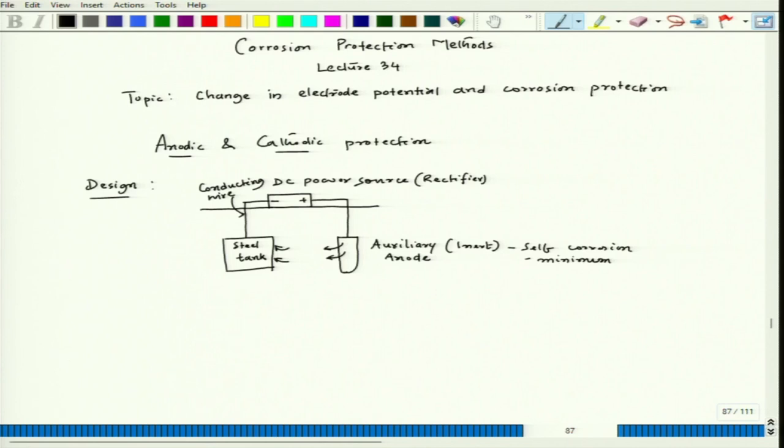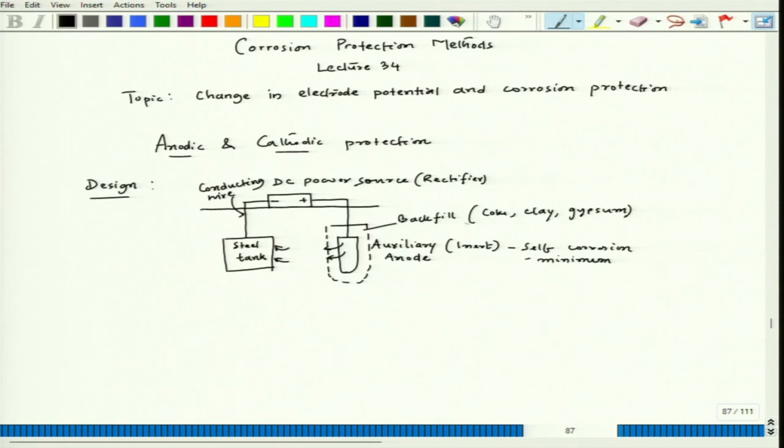Now, this auxiliary anode is always contained in a backfill. So, this is a backfill. It is a porous bag. So, this is backfill. And generally, it is made of coke, clay or gypsum. Fine.